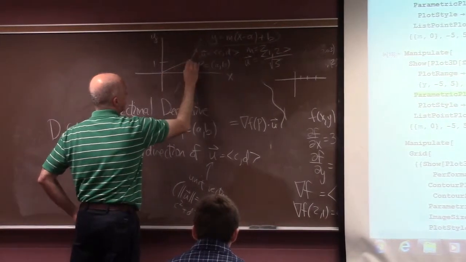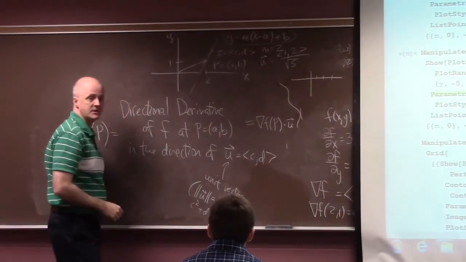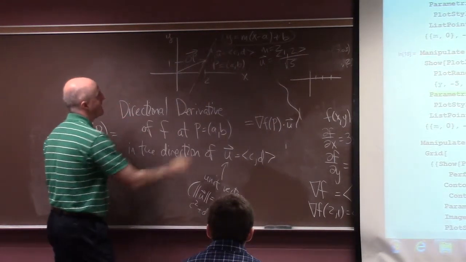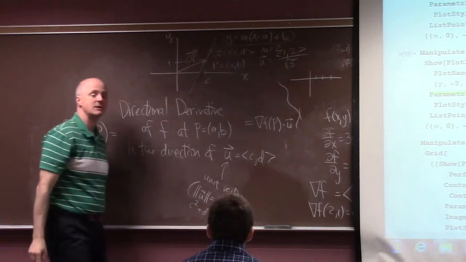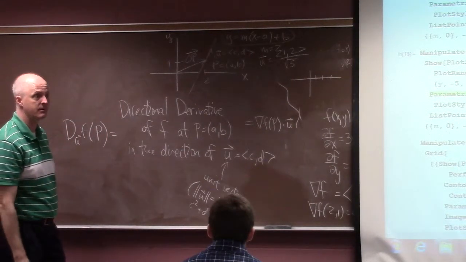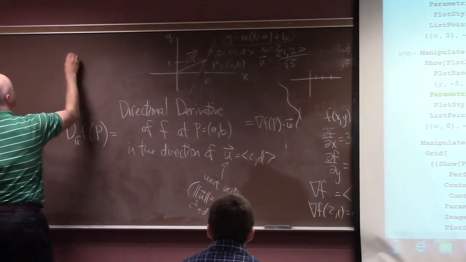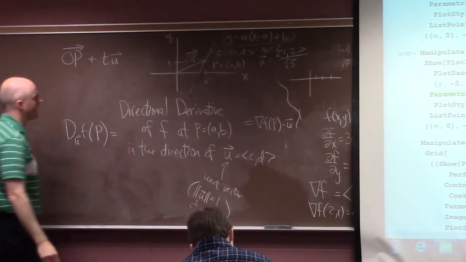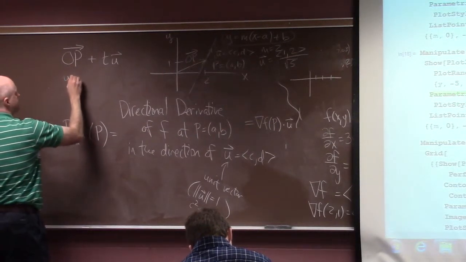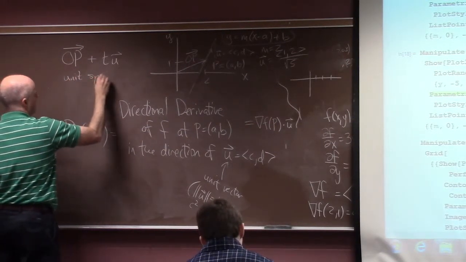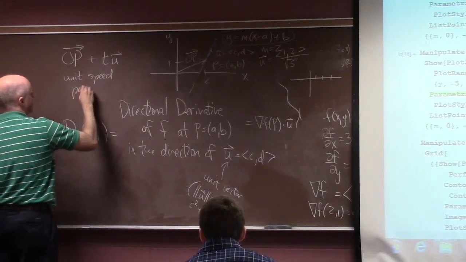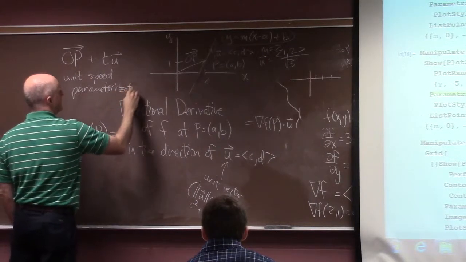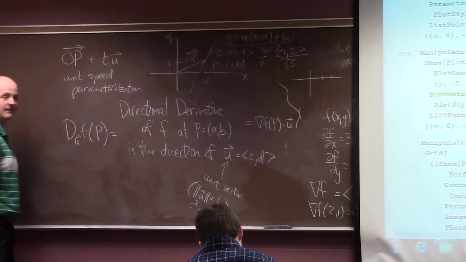I can draw the position vector going from the origin to P, call it OP, and then add that vector to T times U, where T is now going to be the parameter for the parametric curve. OP plus TU, where U is a unit vector, is going to be a unit speed or arc length parameterization of that line there.